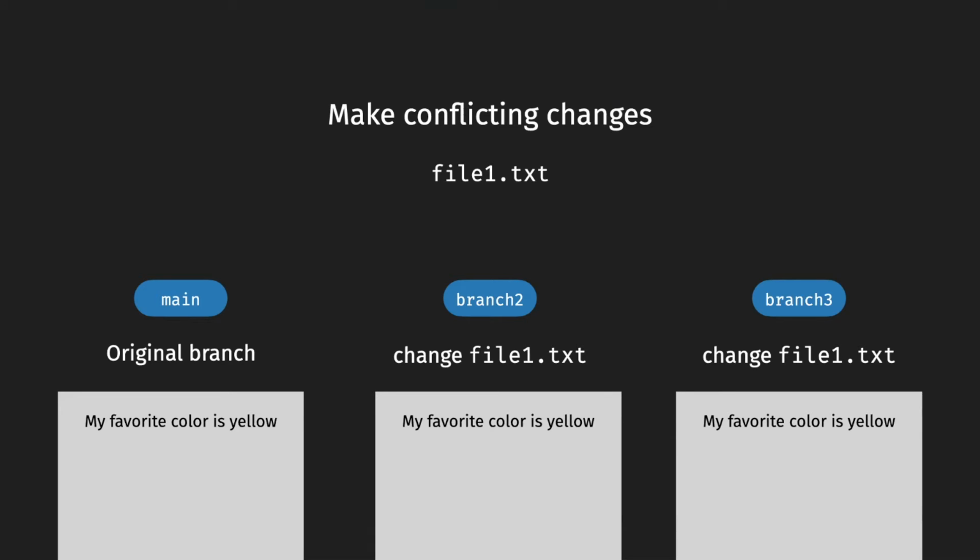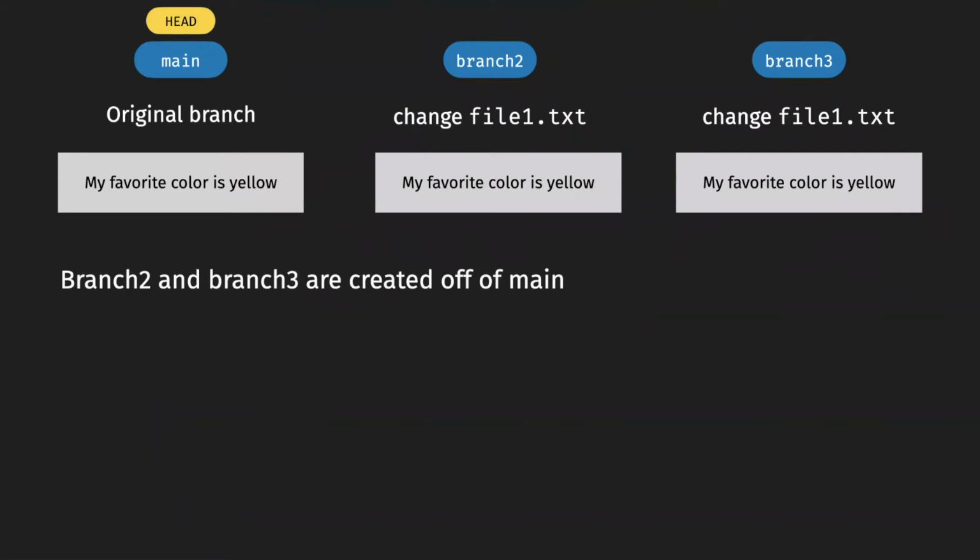Now, when we create these branches off of main, file1.txt, all it has in it is just my favorite color is yellow. And let's say that on branch 2, we're like, hey, I want my favorite color to be red. So we created kind of a new group here. What we just did is we created branch 2 and branch 3 off of main. And as you can see, the files are the same. And note that our head pointer is on the main branch up here. So this is representing where we're currently checked out.